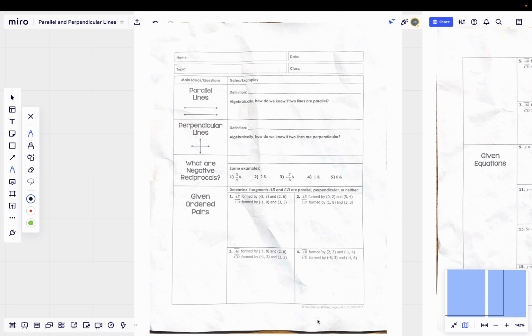Hello everyone, and welcome to the Path to Math Mastery. Today we will be learning about parallel and perpendicular lines.